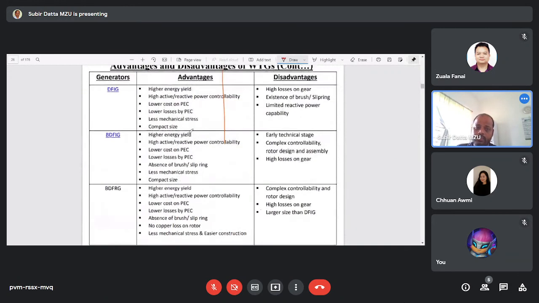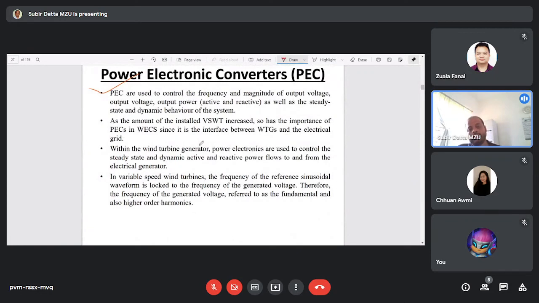All the things are written here. Please go through them; I will share these. So what is the use of power electronics converters? The power electronics converters are used to control the frequency, as I already explained, the magnitude of the output voltage, and the output power, which may be active and reactive power, as well as the steady state and dynamic behavior of the systems. Using power electronics converters, we can do many tasks: we can control frequency, the magnitude of the output voltage, the active and reactive power, the speed, and the torque. We can also study the steady state and dynamic behavior of the systems.